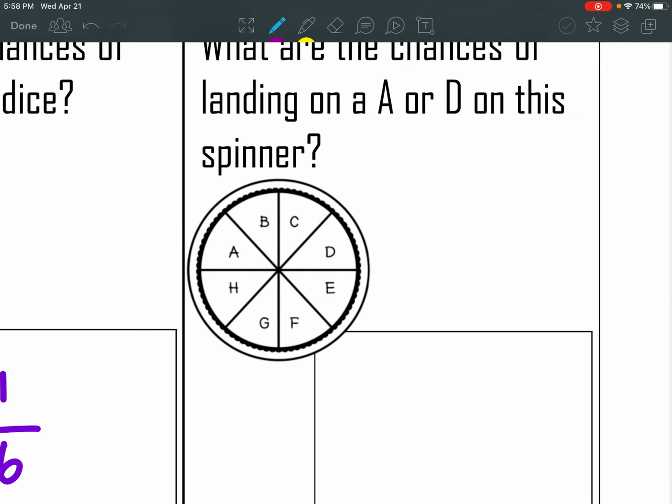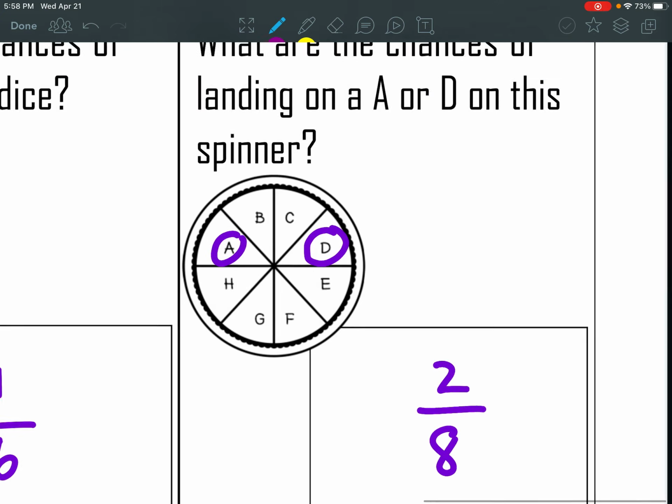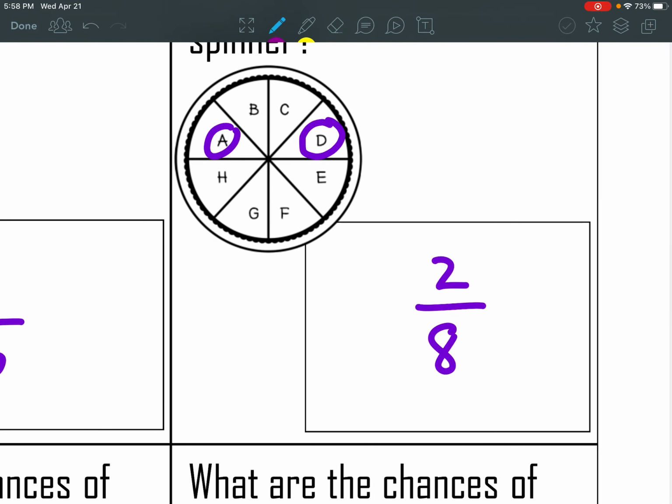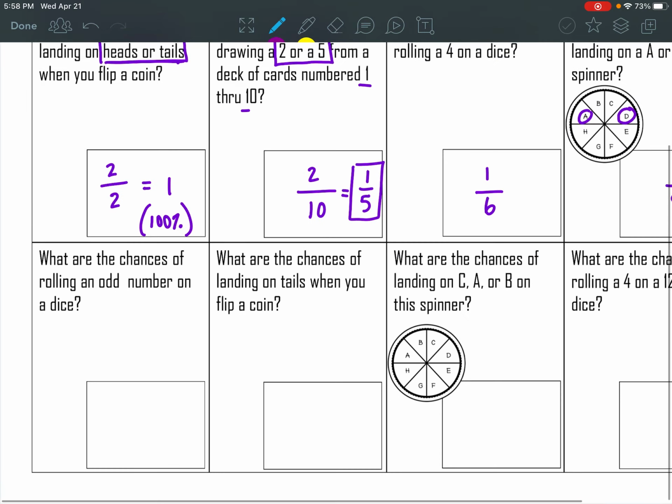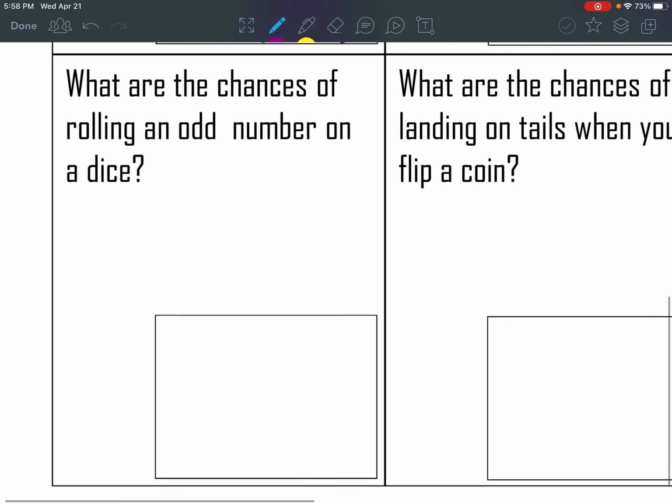Chances of landing on an A or a D. So we have 1, 2 that are A or D out of a total of 8 possible choices on the spinner. So 2 out of 8, again, we can simplify that further, and it is now a 1 out of 4 chance. What are chances of rolling an odd number on a dice?